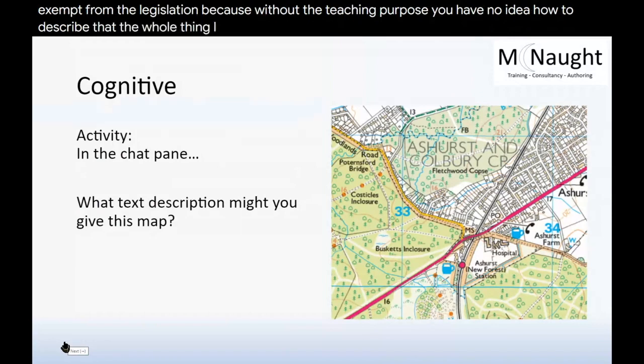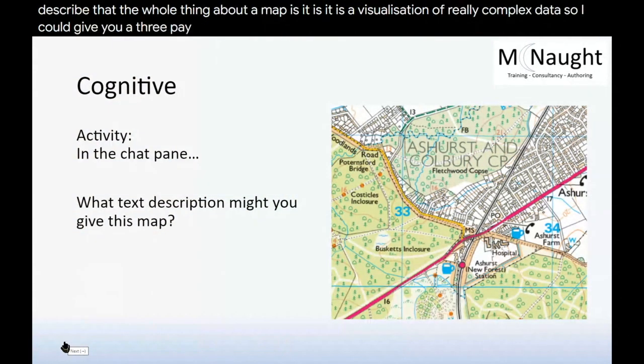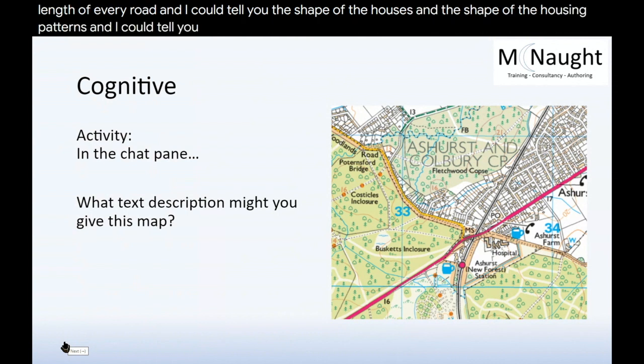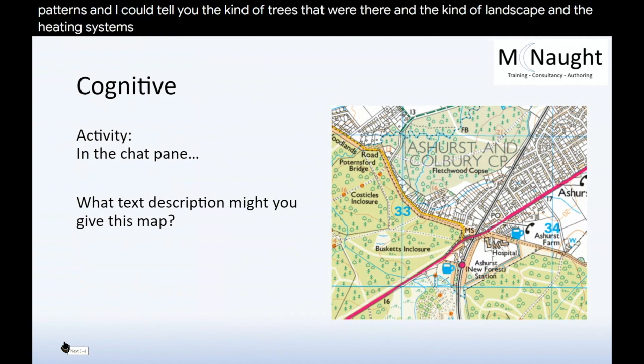The whole thing about a map is that it is a visualization of really complex data. So I could give you a 3-page description of that, and I could tell you the shape and the compass direction and the length of every road, and I could tell you the shape of the houses and the shape of the housing patterns, and I could tell you the kind of trees that were there and the kind of landscape and the ecosystems.